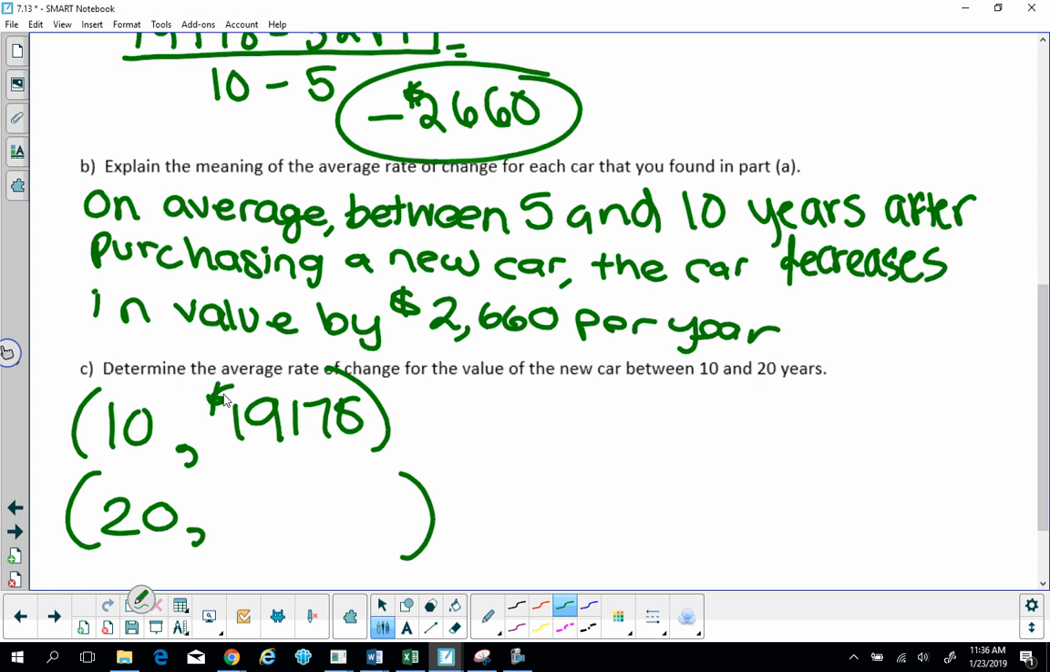So did anyone find how much is that same car on your table worth in 20 years? Does anyone get it? 20 years? What is it? The same equation. All right, so 6,687.